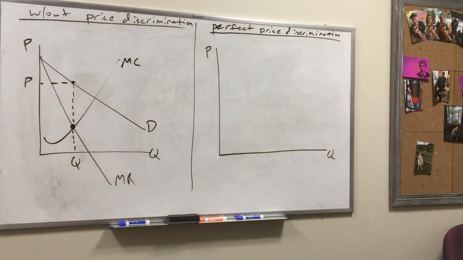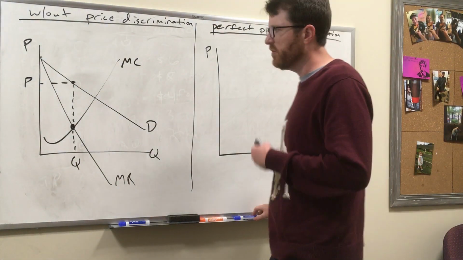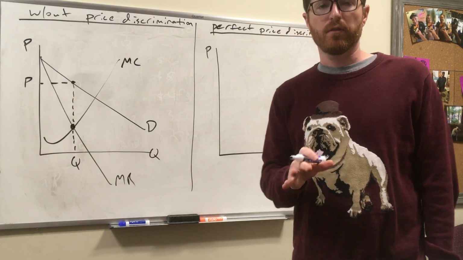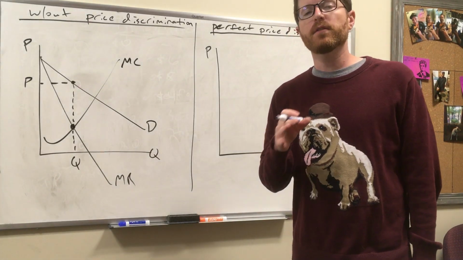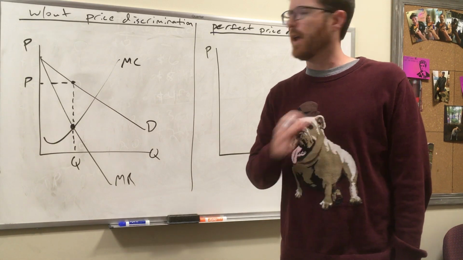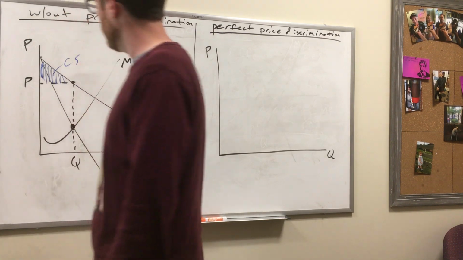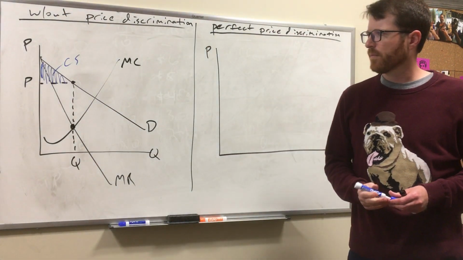Let's now think about the different types of utilities that are gained here. So if you're a consumer, let's think about your consumer surplus. Consumer surplus is always the area between demand and the price. So that would be this area right up in here. That would be consumer surplus.